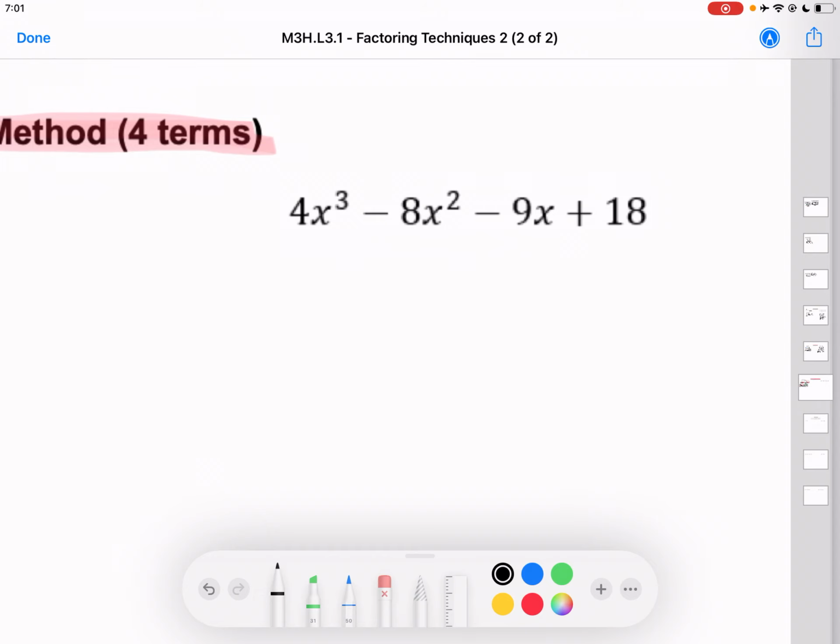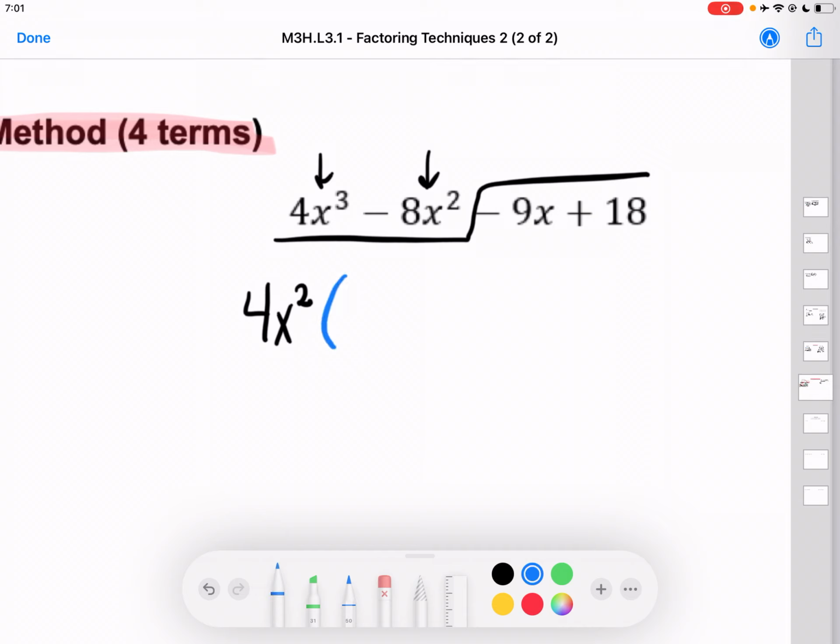Okay, so 4 terms, you know it's going to be grouping method, so you just split it on up. You do your greatest common factor of each pair. So your greatest common factor of 4x cubed and 8x squared is 4x squared. You divide each term by that 4x squared and you get x minus 2.